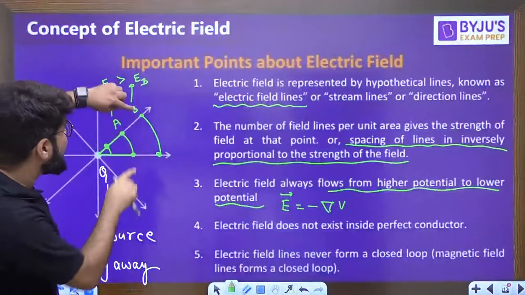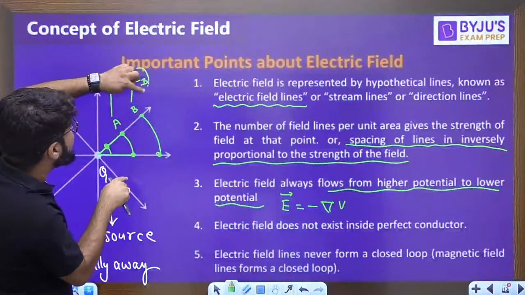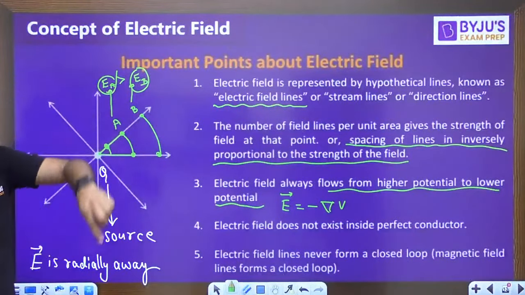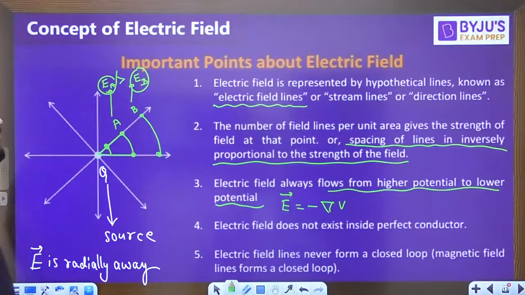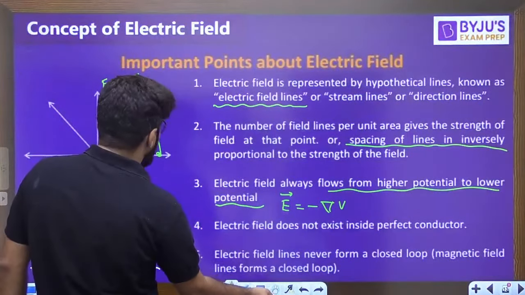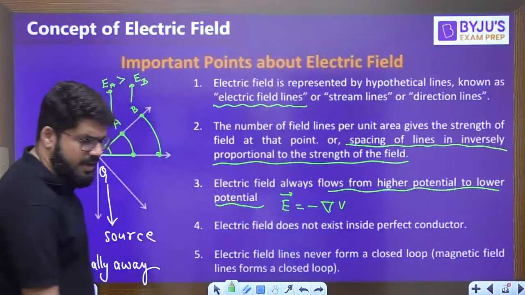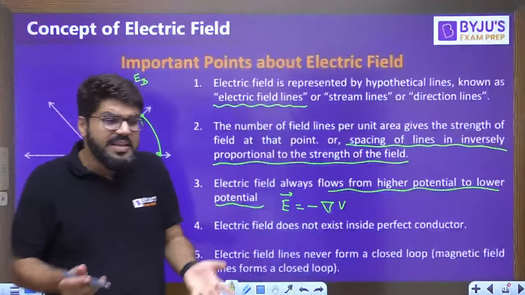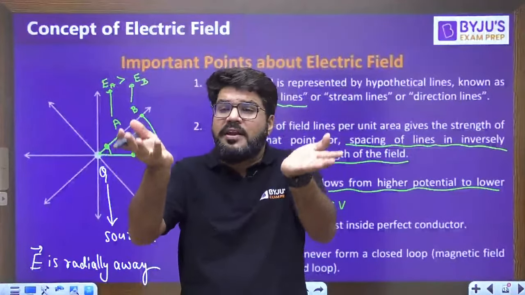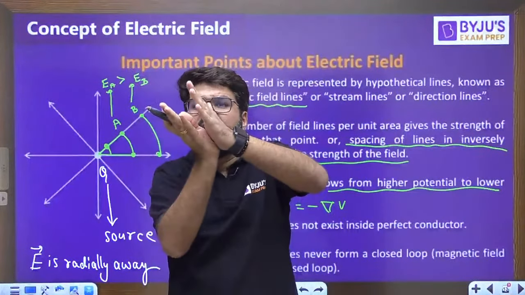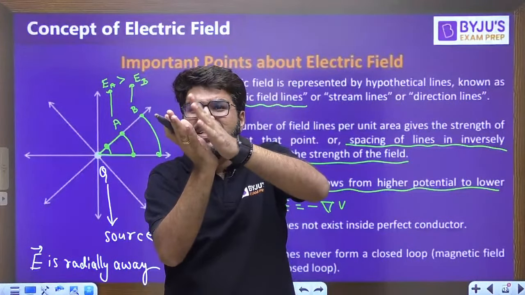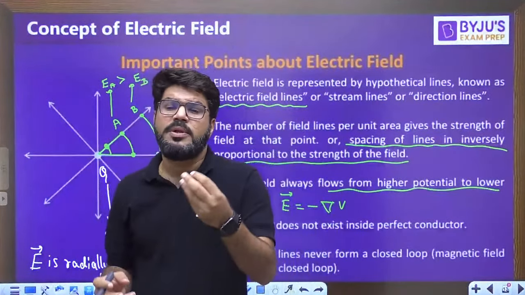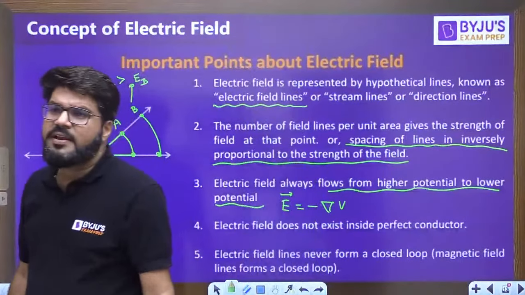That means whenever you have more spacing, the electric field is less there. Whenever you have less spacing, the electric field is more there. So by the spacing of lines, you can get an idea about the strength of the field. Wherever the electric field strength is more, there the field lines will be close. The spacing will be less. The field lines will be close, means more dense. Electric field lines will look more dense.